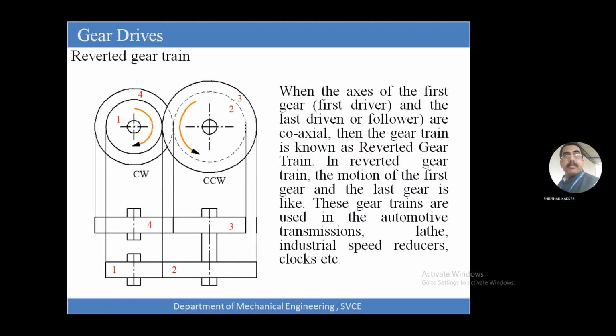Okay. Now let me look into the reverted gear train system. Reverted gear train system is one.